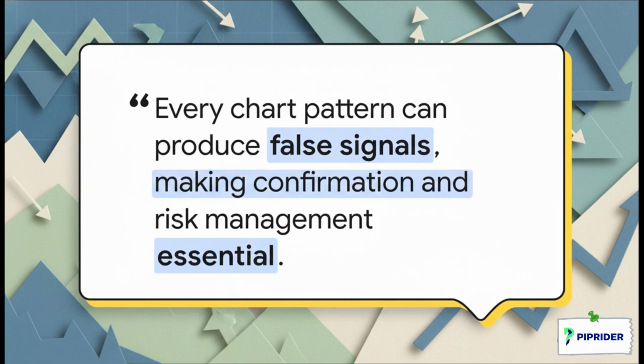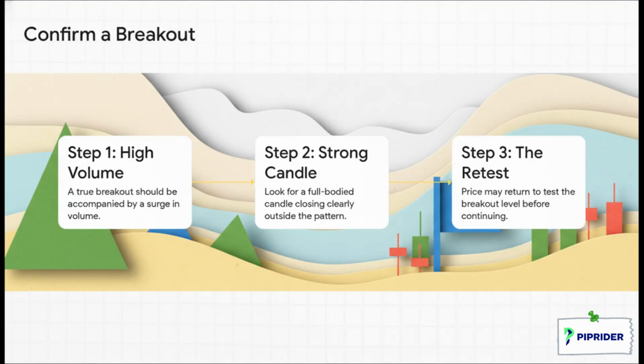Every chart pattern can give you a false signal. A pattern can look absolutely perfect, textbook perfect, and then just completely fall apart. And that's exactly why confirmation and managing your risk are, well, they're non-negotiable. So how can you tell if a breakout is the real deal? Well, there are three key things to look for.